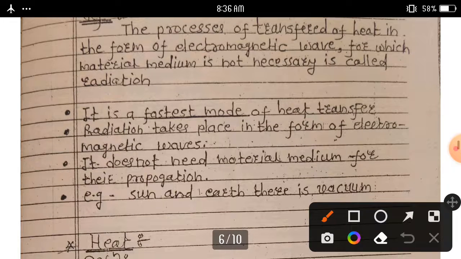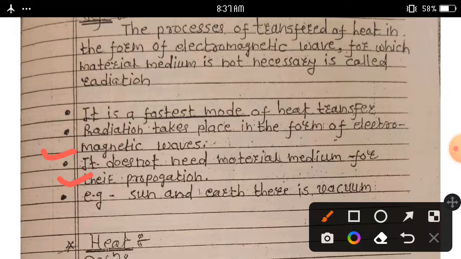As compared to conduction and convection, this is the fastest mode of heat transfer. Second, radiation takes place in the form of electromagnetic waves, and third, it does not need a material medium for its propagation. For example, between the sun and earth, there is a vacuum. In this way we can discuss different modes of heat transfer.